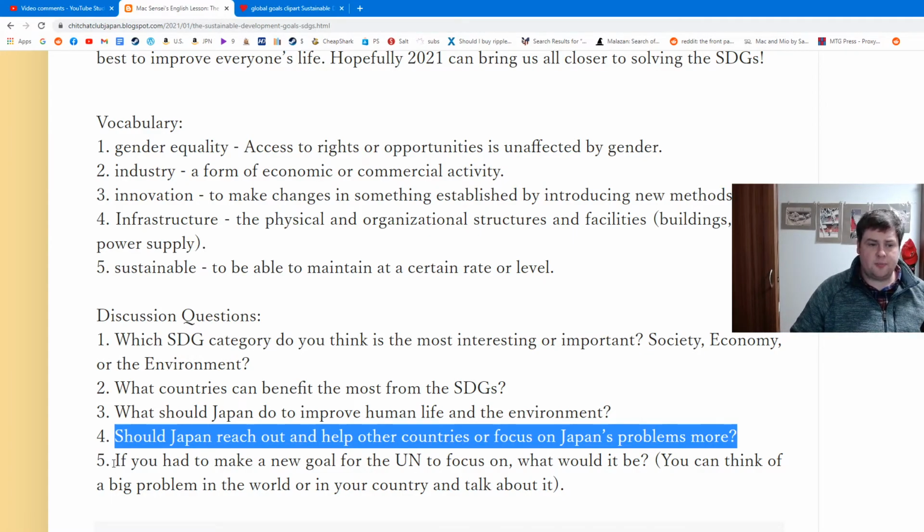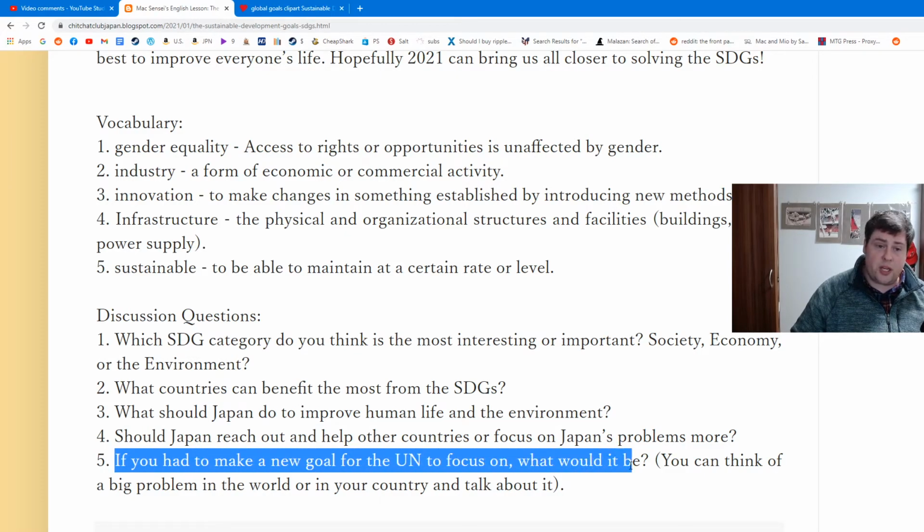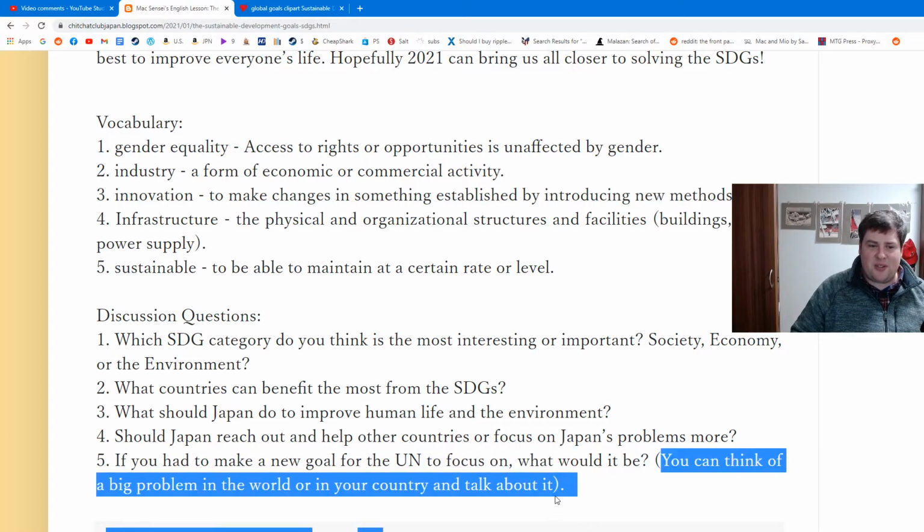And number 5, if you had to make a new goal for the UN to focus on, what would it be? You can think of a big problem in the world or in your country and talk about it. Basically, the question is make a new SDG, but you don't have to think about something so difficult. Just think of a big problem in the world that you think the whole world should focus on, or think of a big problem in Japan that you think Japan should focus on. So if you had to make a new goal for the United Nations to focus on, what would it be?